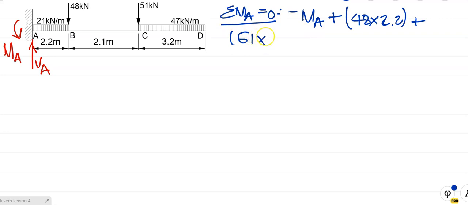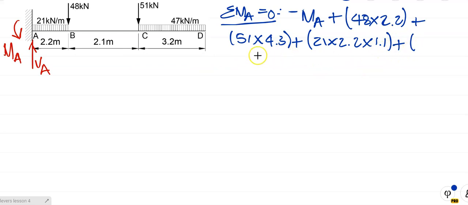plus 51 times 4.3. Plus the UDL: that's 21 times 2.2. And you all know by now, that's just the force. We still need to multiply by its lever arm, which acts halfway through the length of the load. So it's 2.2 over 2, which makes it 1.1.